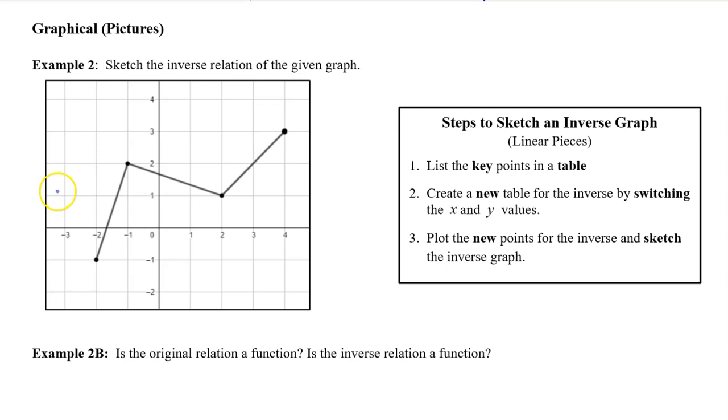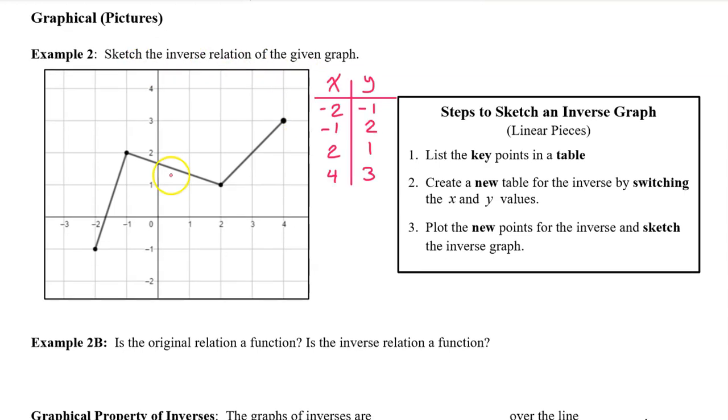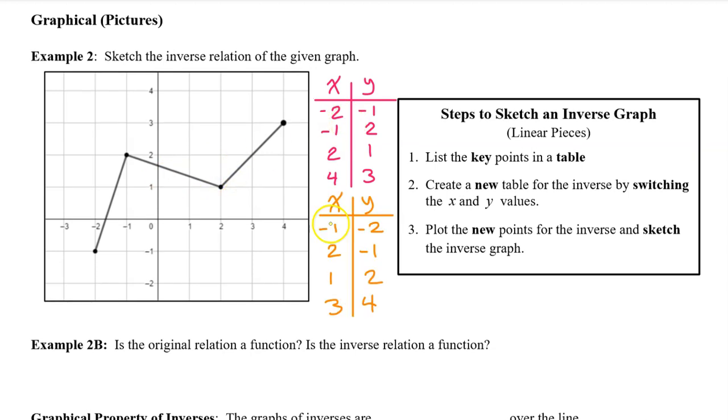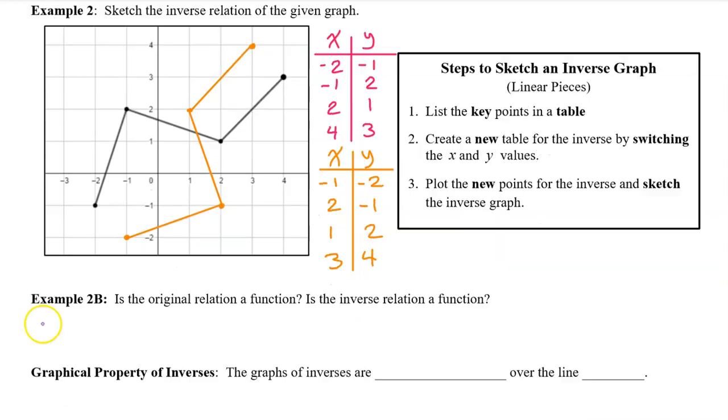Now let's approach the concept of inverse relations graphically. Example 2. Sketch the inverse relation of the graph given. First, we make a table of key values. We can turn this into a table of inverse relation values by switching the x's and y's. By plotting and connecting the inverse values, we sketch the inverse relation.